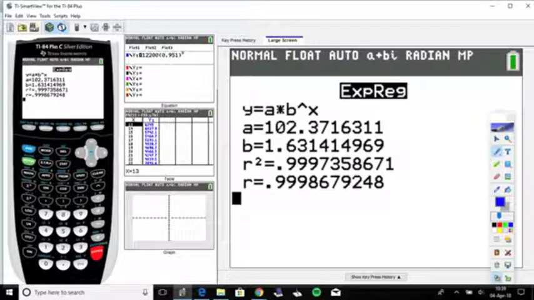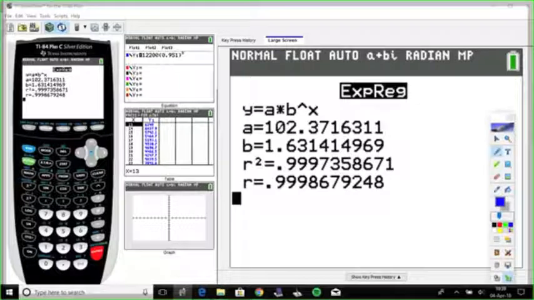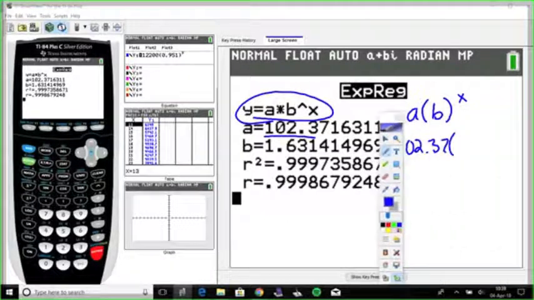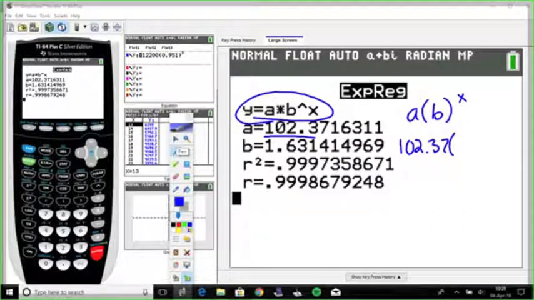Now you can see the equation. Let me see if I can use my little writing tool here. You can see the equation is a times b to the x power, which is how we typically write it. It's telling us the a value is 102.37. Round it however the question would ask you to round it. The b value is 1.63, and to the x power.